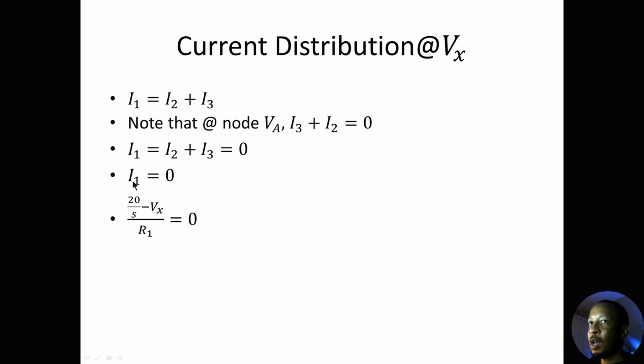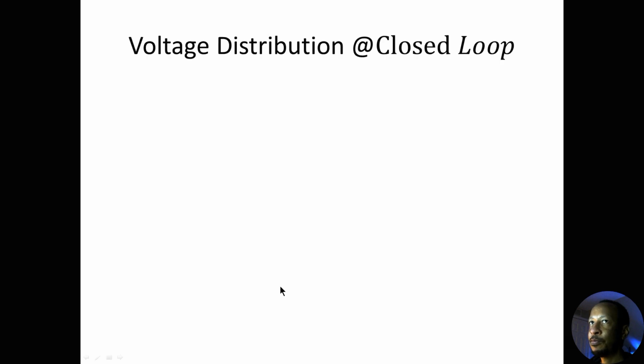Then I decompose I1 into 20 over S minus Vx, divided by R1, equals 0. And then next, 20 over S minus Vx equals 0. And then next I have 20 over S equals Vx, and I am making that equation number 1.